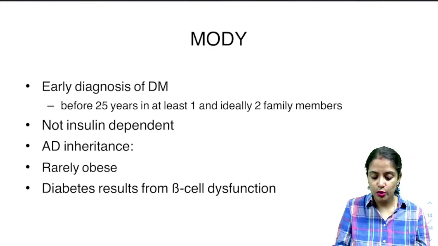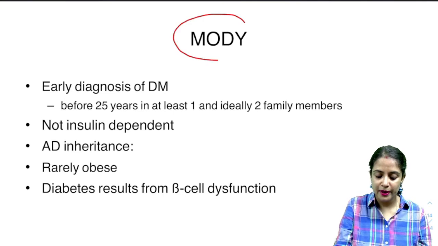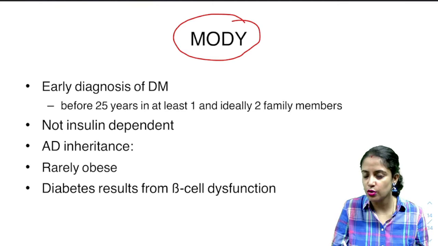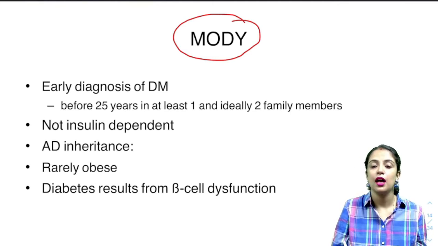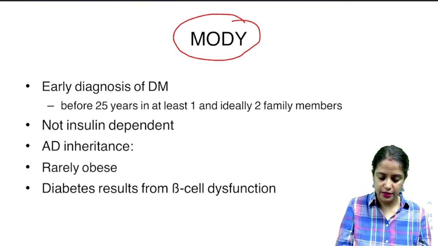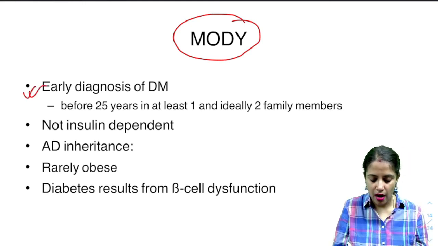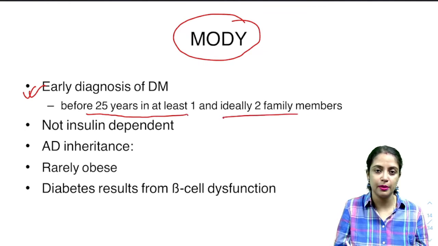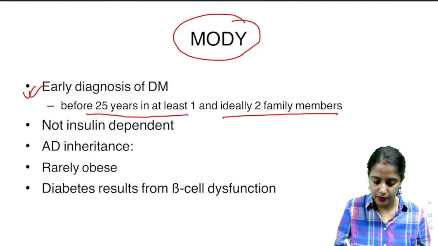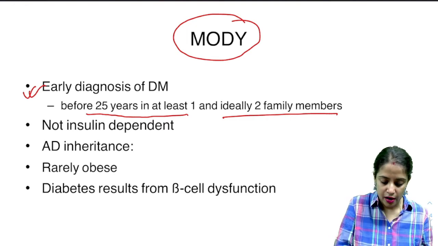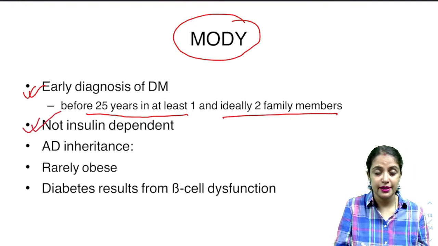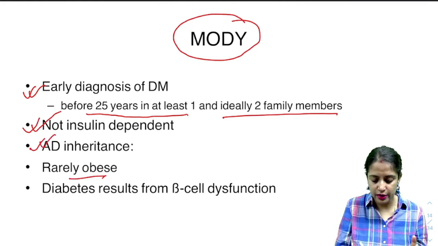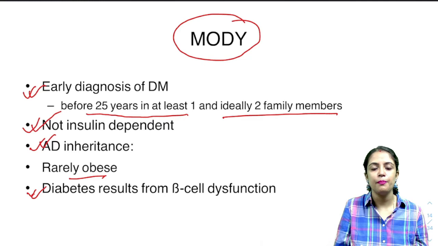MODY. MODY stands for maturity onset diabetes of the young. This is again one of the other varieties, not so common, but we need to know about this. The diagnosis is made early, before 25 years, in at least one and ideally two family members. It runs in the family. They are not insulin dependent. It has autosomal dominant inheritance. They are rarely obese, and diabetes results from beta cell dysfunction.